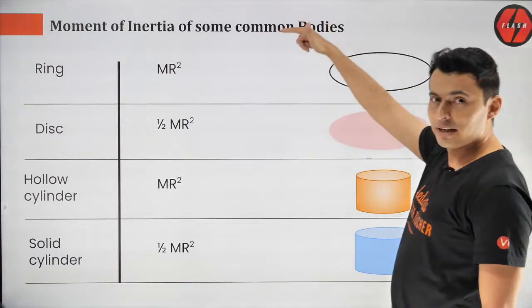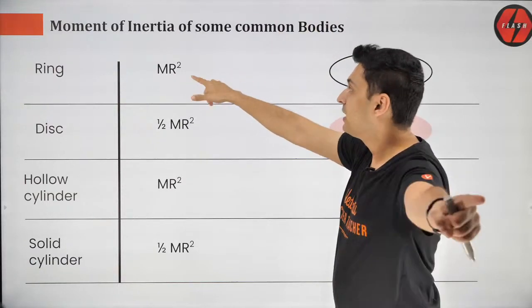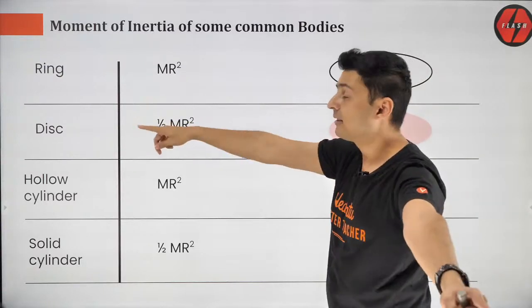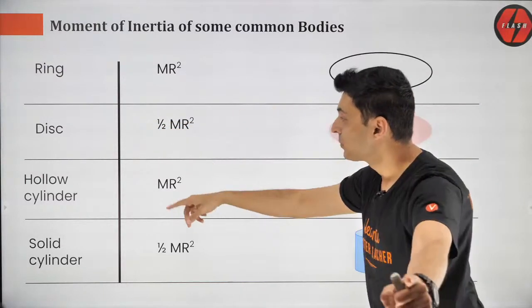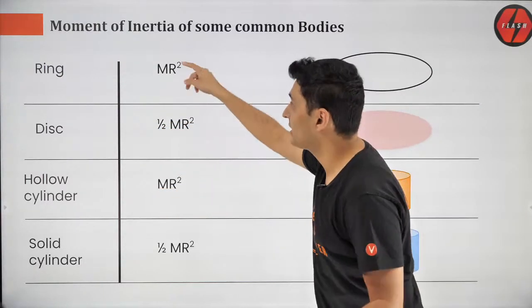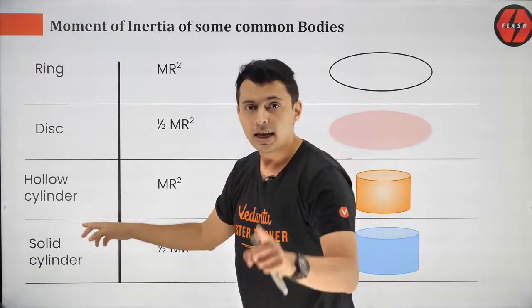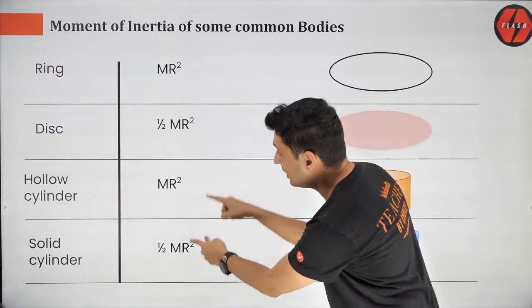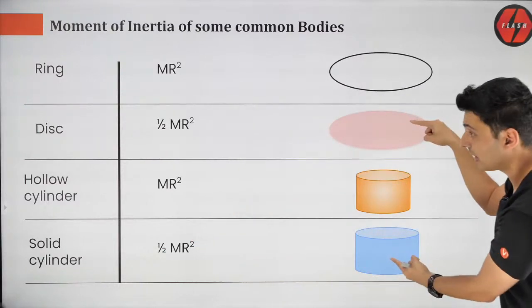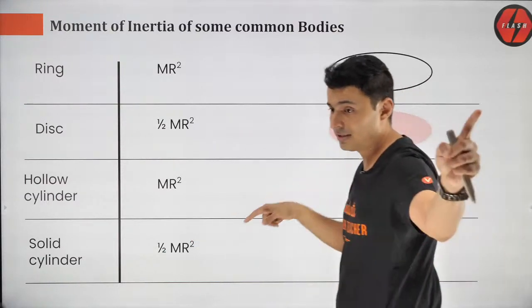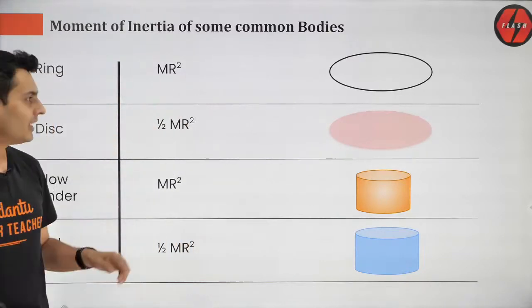Alright, first let's talk about a ring now. Ring's moment of inertia, central axis, mr square. Disc, mr square by 2. Hollow cylinder, same as a ring. Ring, hollow cylinder, same. Mr square. Disc, solid cylinder, same. Disc and solid cylinder, same, guys. Keep this in mind.